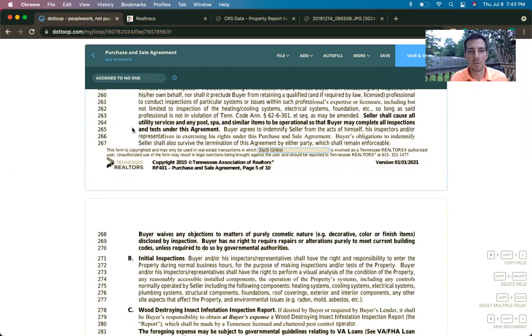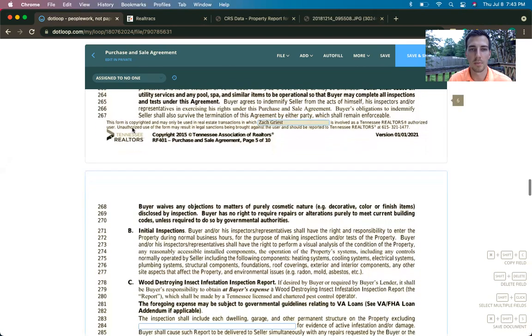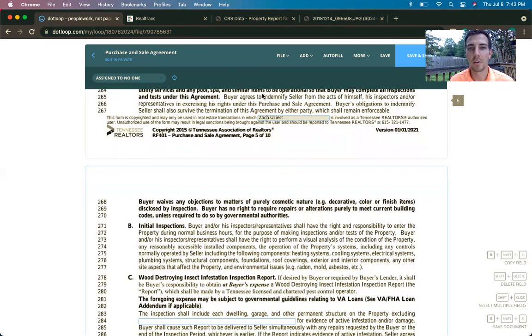Seller shall cause all utility services and any pool, spa, similar items to be operational, so buyer may complete all inspections. So seller has to have all the electrical working, the lights turned on, the water's running, everything like that. So don't turn off your utilities before the inspection. Buyer agrees to indemnify seller from any acts of himself, his inspectors or representatives. So if the buyer chooses to inspect the home by himself, he falls off the roof, he's not going to sue the seller. And of course, if there's negligence or something else besides that, then the buyer agrees to indemnify the seller.